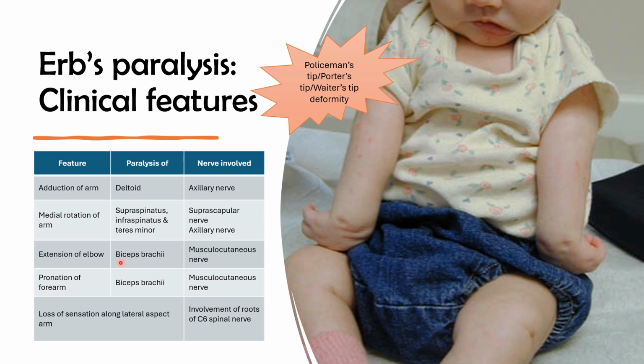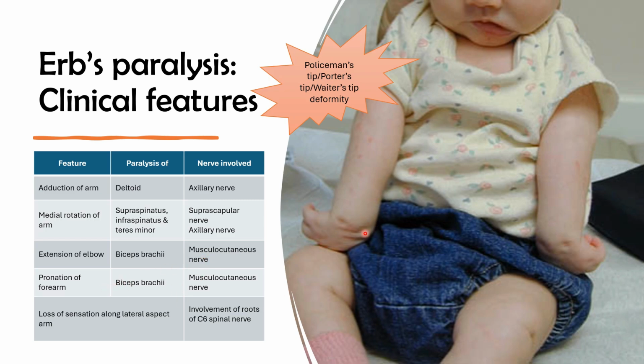Then there is extension of the elbow, that is, the forearm is in an extended state. Extension of the elbow is basically by the C6, C7 segments. The C6 segment is the musculocutaneous nerve, which supplies the biceps brachii. So there is no flexion. Flexion is lost because the biceps brachii brings about flexion, and the musculocutaneous nerve is paralyzed. The nerve involved is the musculocutaneous nerve, which has the root value of C5 and C6.